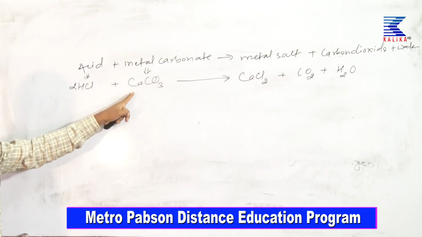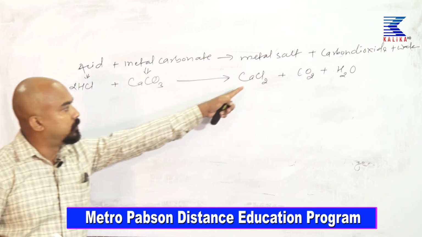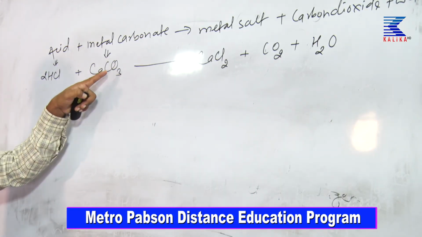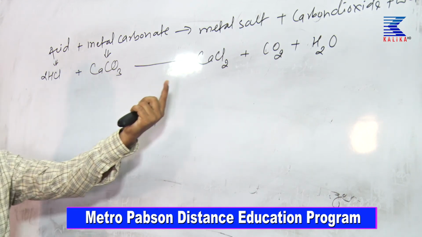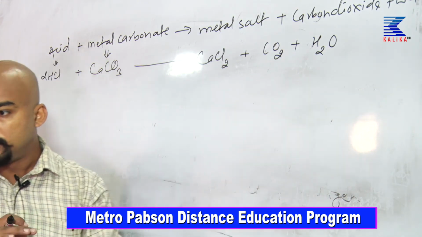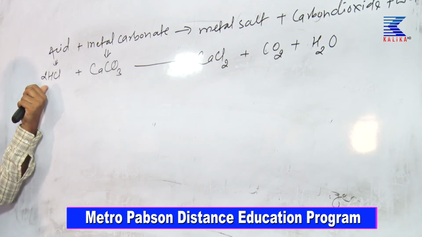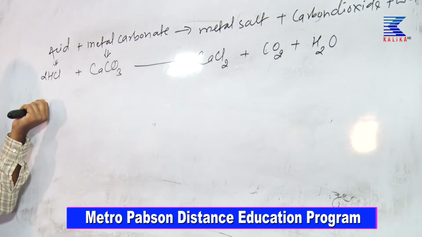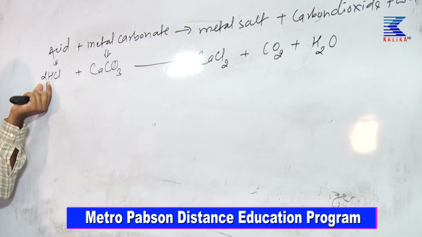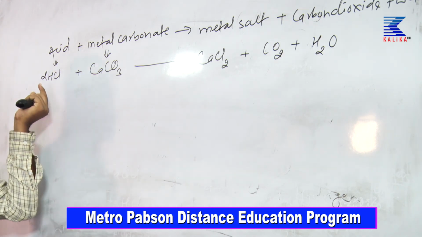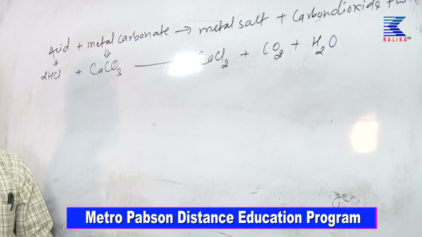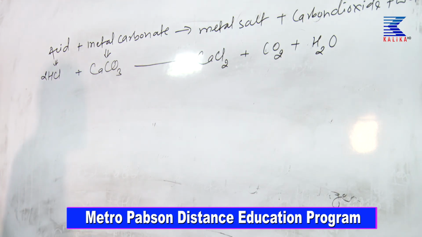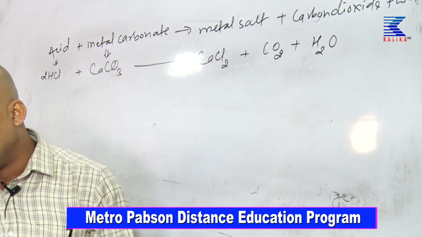Now, the number of calcium is 1, so it is already balanced, and carbon is balanced. Oxygen is only 3 on the reactant side and only 3 on the product side, so it is also balanced. Now check the number of hydrogen. If the number of hydrogen is balanced, then the chemical equation is balanced. In H2 there are 2 hydrogens, and on the other side 2 hydrogens. So it is a balanced chemical equation. These are some examples of the reaction between an acid and different types of other compounds.